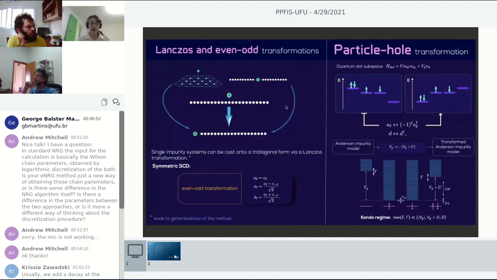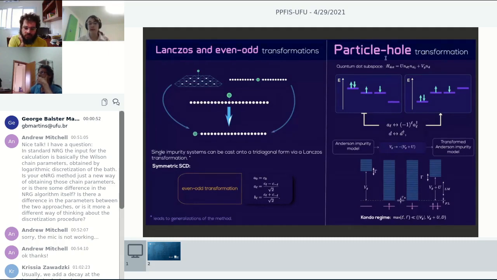The ENRG can be applied for any geometry of the single impurity Anderson model. This can be easily seen when we remember that any geometry can be mapped onto this tridiagonal chain by a Lanczos transformation. Here we are working with this side-coupled device, and we took all these hopping coefficients to be the same. So we have a special symmetry about this axis, an inversion symmetry. In this case, the Lanczos transformation takes a simpler form, which is the even-odd transformation that I'm showing here. After the transformation, the resulting Hamiltonian will be the sum of an interacting and a non-interacting part. We only take the interacting part into consideration, which is just this tridiagonal chain.